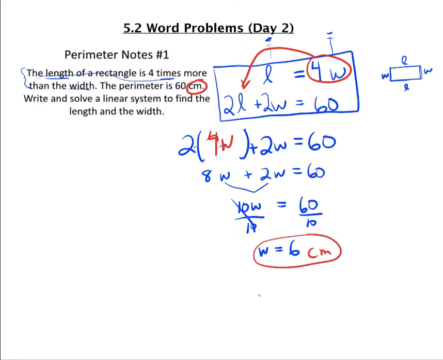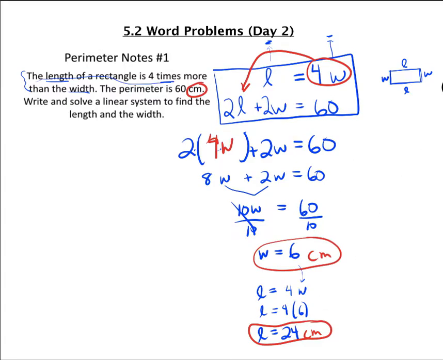To get my length, I use my equation up here, so that would be 4W. I'll substitute the 6 in because that is the W. So my length equals 4 times 6, which is 24. And we have to remember it is centimeters. So we've got our length and our width, and we wrote and solved a linear system. This is our linear system up here, the two equations, to find our length and our width. Both of them, and don't forget you have to have the labels.